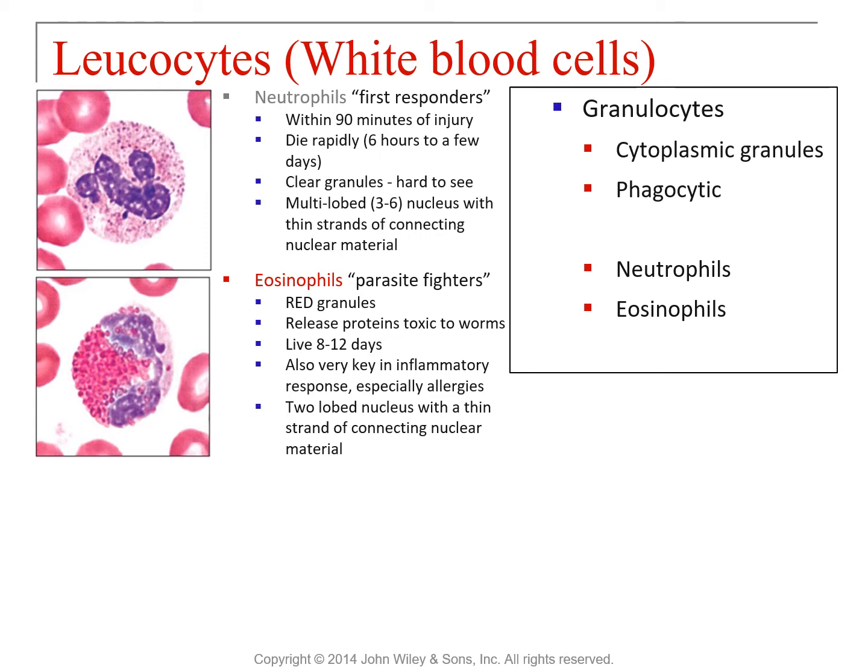Their nucleus has 2 lobes with 1 thin strand, and if you hold your hands up like you're making goalposts with your thumbs attached, that's kind of what they look like in terms of their nucleus.